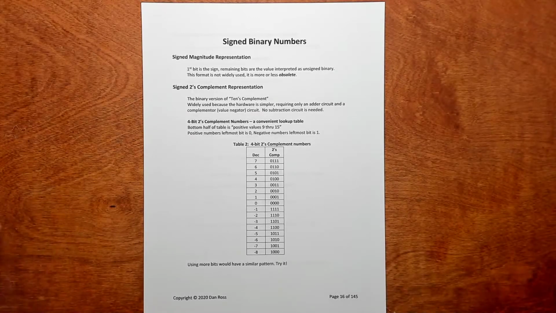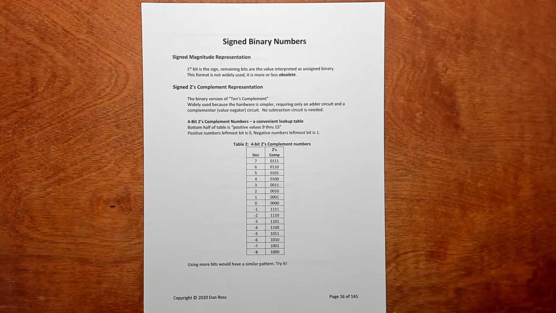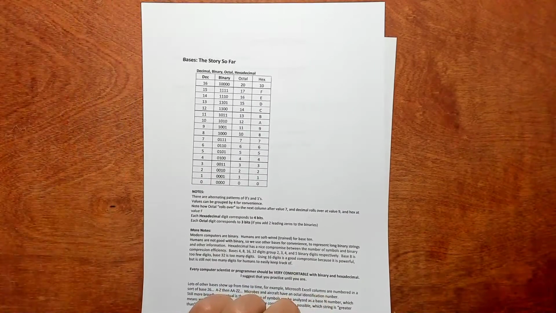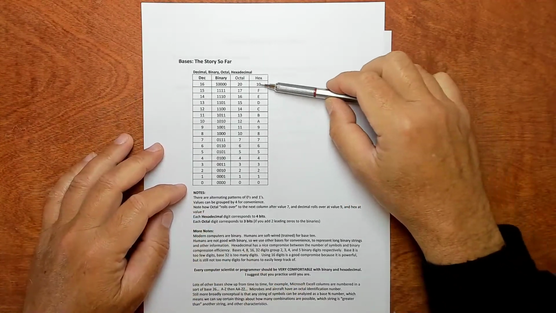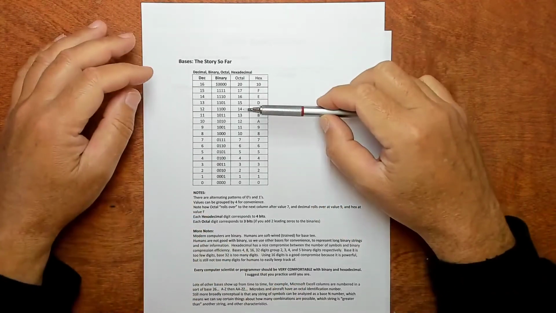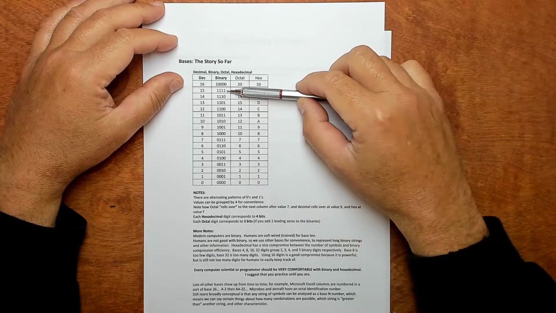Welcome back. Let's talk about signed binary numbers. But before we do that, I want to show you this table from earlier in the notes, in the first section just on number bases. There's this table right here. In this table we have the binary patterns 0000 through 1111.